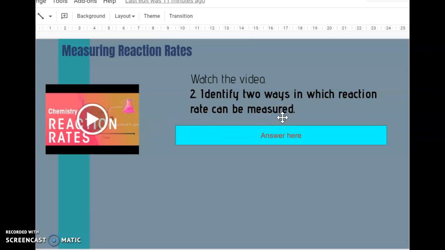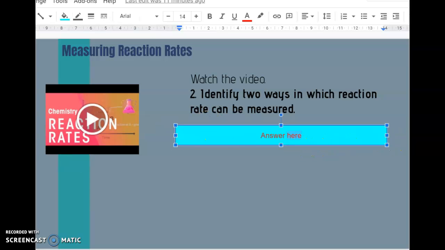So how can we figure out if a reaction is fast or slow? What ways can we measure it? And answer in a complete sentence here in the blue box. Double click.